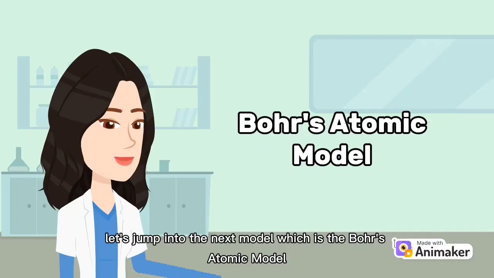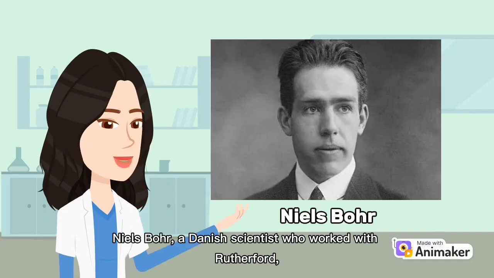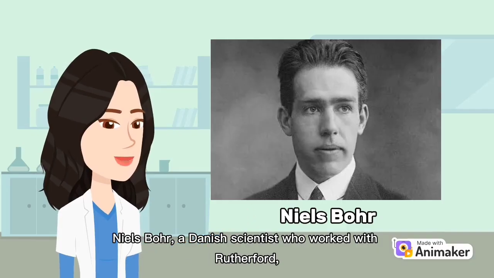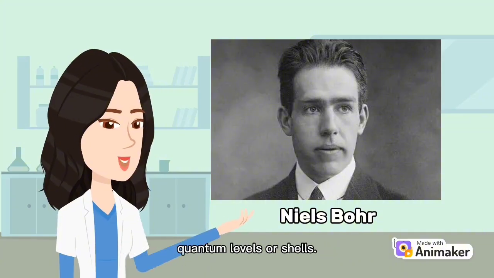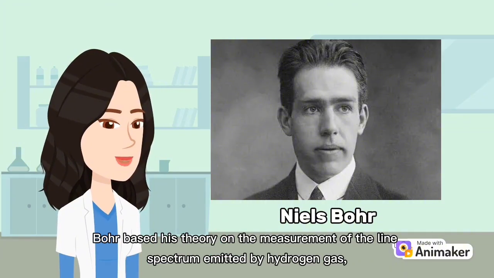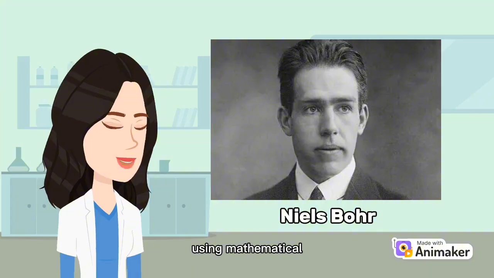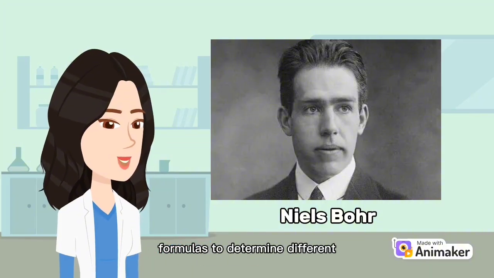Let's jump into the next model, which is the Bohr's atomic model. Niels Bohr, a Danish scientist who worked with Rutherford, developed Bohr's theory of the atom. His model reinforced the idea of electrons orbiting the nucleus in 7 quantum levels or shells. Bohr based his theory on the measurement of the line spectrum emitted by hydrogen gas, using mathematical formulas to determine different energy levels by measuring their wavelengths.